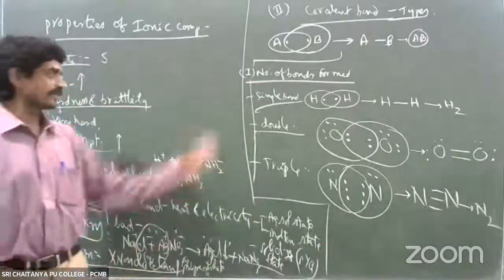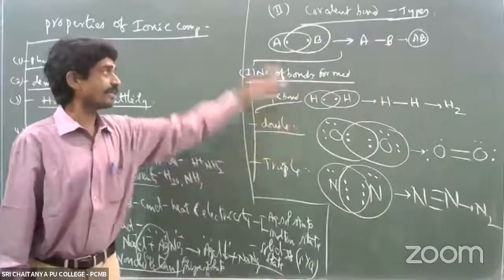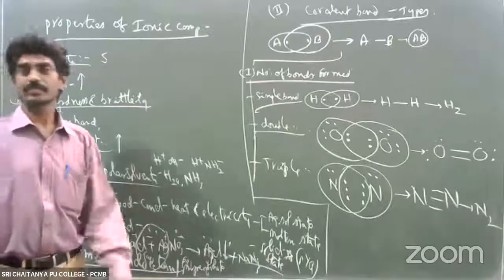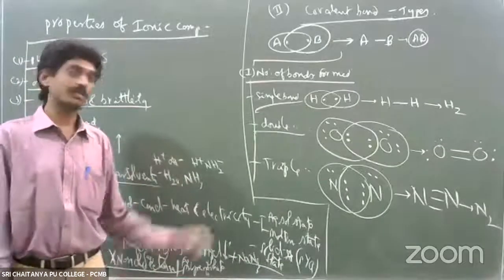Okay, students, so this is one type of classification of covalent bonds. Some more classification types are there. So next class we will continue with the following.